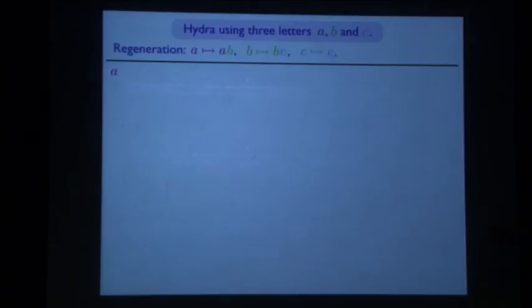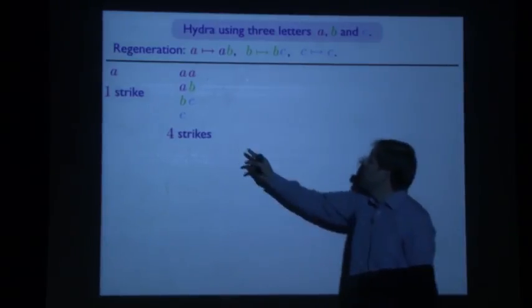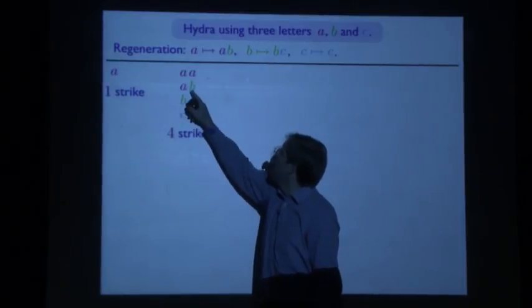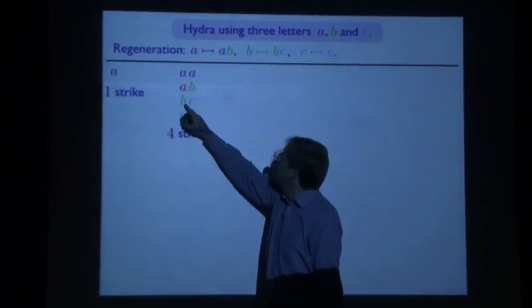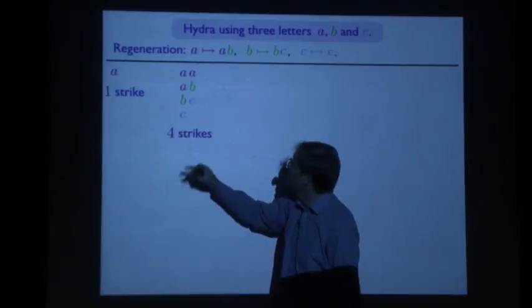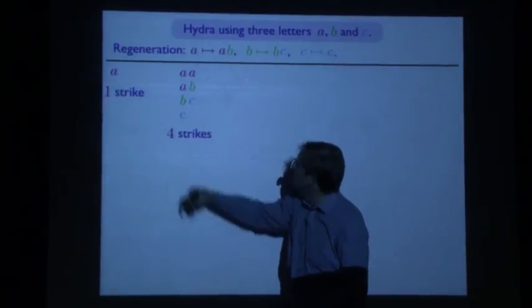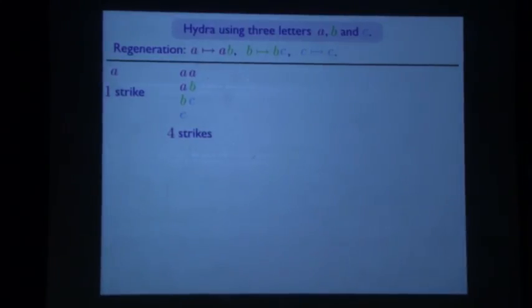So against a single A, he just kills that with one hit. Against A squared, it goes like that. He knocks off the first A, and the second A produces a B. He knocks off that A, but that B then produces a C. He knocks off that B, and you've just got a single C, which doesn't produce anything, and he kills that, and it's over in 4 strikes.